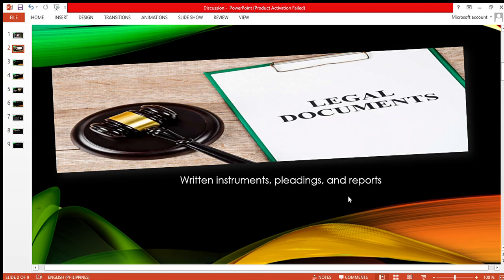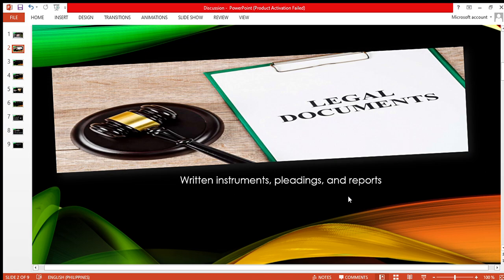So what are the basic types of legal documents? We have three basic types. First, written instruments. Next, pleadings. And the third are reports. Written instruments talk about contracts, wills, trust. These are the most common types of written instruments, while pleadings include affidavits, memorandums, petitions, answers, complaint, and information.